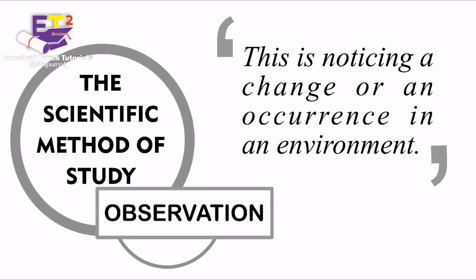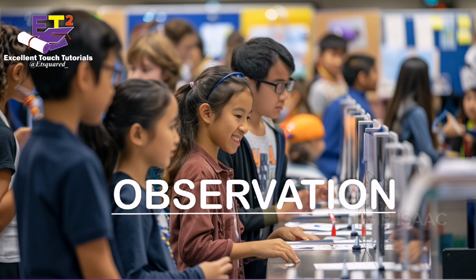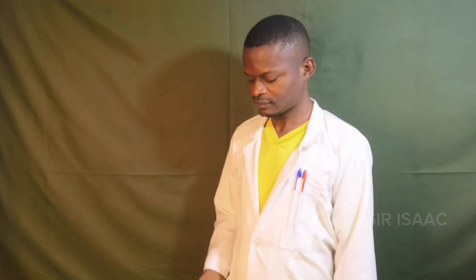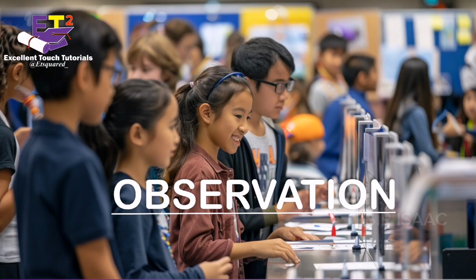Observation is noticing a change or an occurrence in an environment. A good science student should be able to observe differences in the environment. For example, have you noticed that whenever you throw something up, it falls back to the ground? That is an observation you have just made. And that is the first step in the scientific approach to establishing facts.